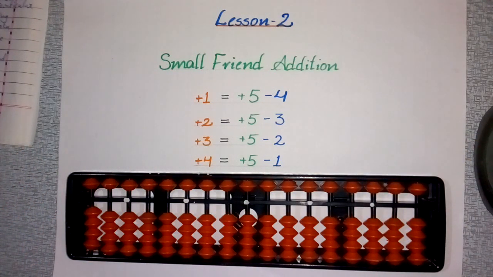For the small friends, we have to revise more and more times. It is easy to learn and memorize this formula.